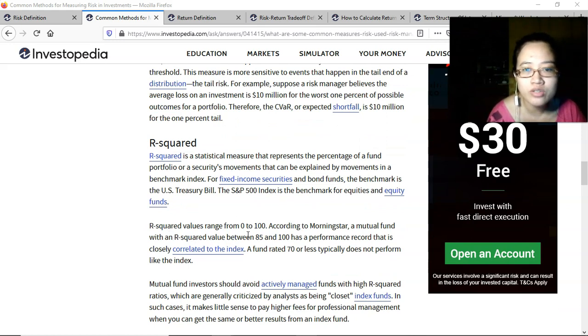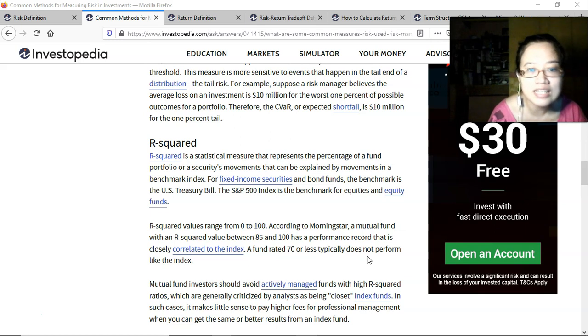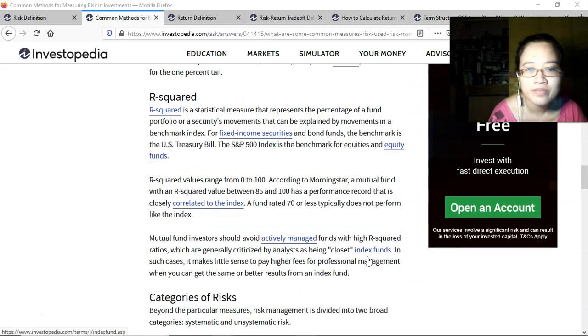R squared values range from 0 to 100. According to Morningstar, a mutual fund with an R squared value between 85 and 100 has a performance record that is closely correlated to the index. Okay. Some sort of passing percentage, 85 to 100. A fund rated 70 or less typically does not perform like the index, so underperformers.